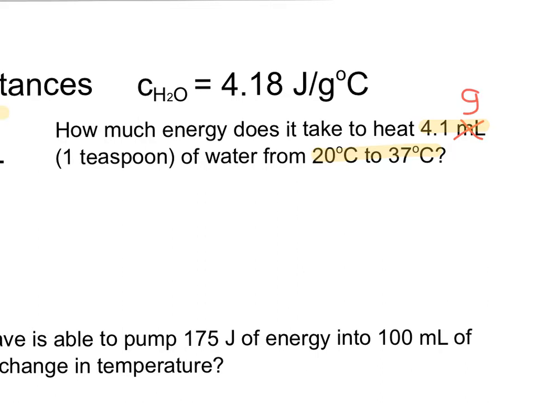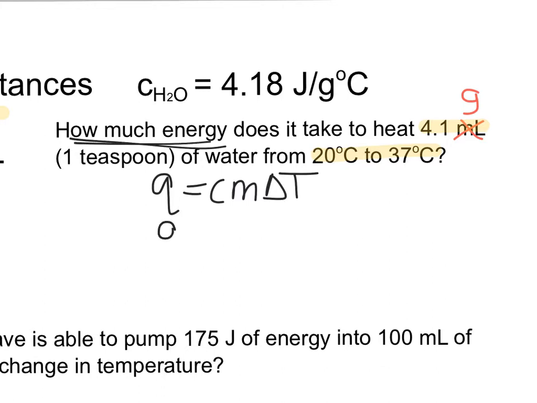The first step to doing this problem correctly is to write out what I call the naked equation. That is the equation you will be using to solve the problem. We always start here. Why? Because I said so. Now, at this point, we are going to do some plugging in. We are solving for how much energy. Remember, how much energy is Q. We will plug in our specific heat of water, 4.18 joules per gram degree Celsius. Yes, you need the unit. Why? Because I said so.